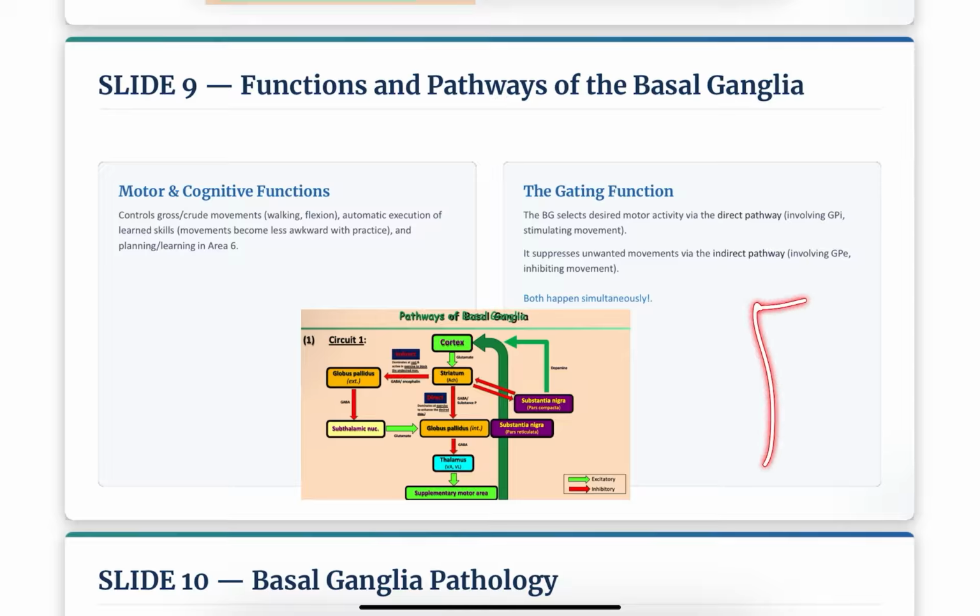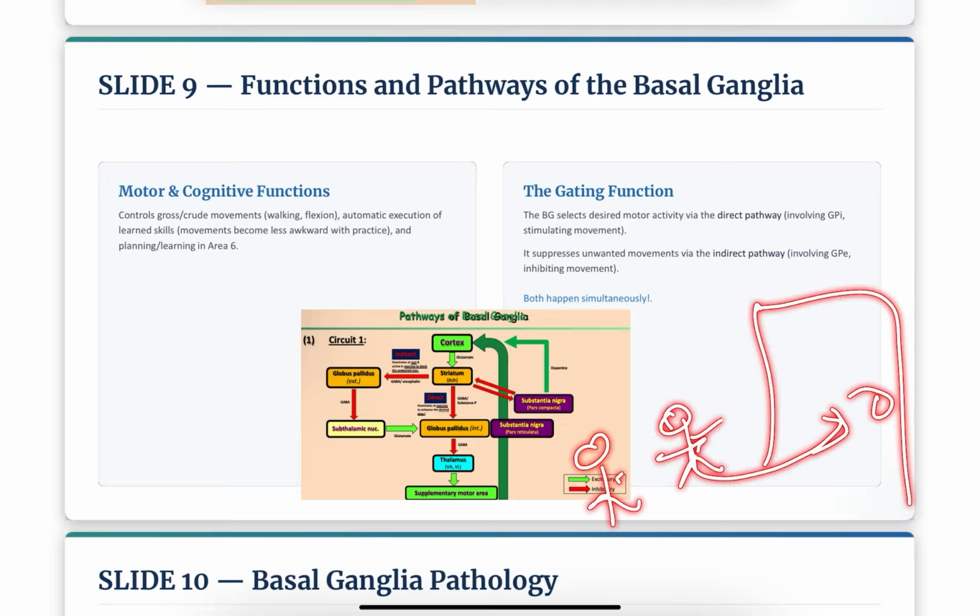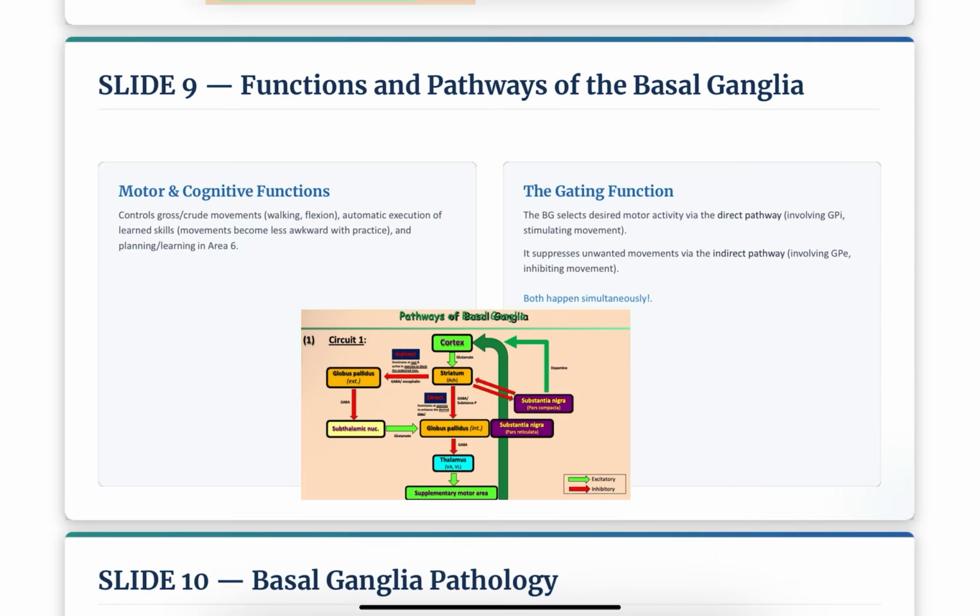So we're talking about a gate, a door. It lets certain movements pass and other movements are not allowed. Okay? So we have two pathways. Let's start first with talking about the direct pathway.